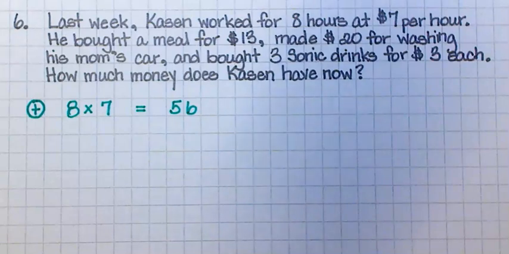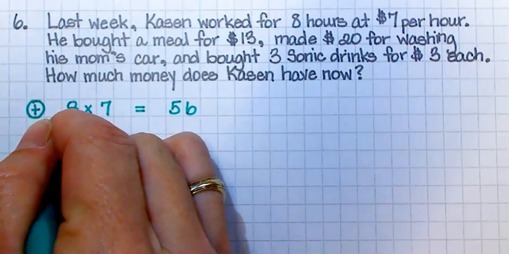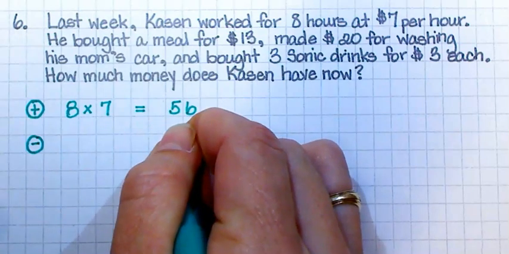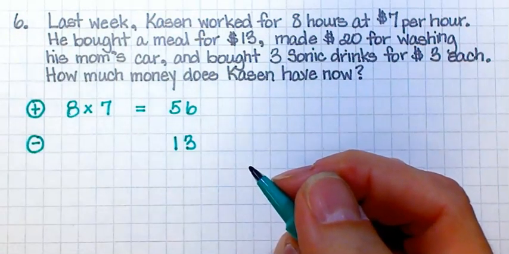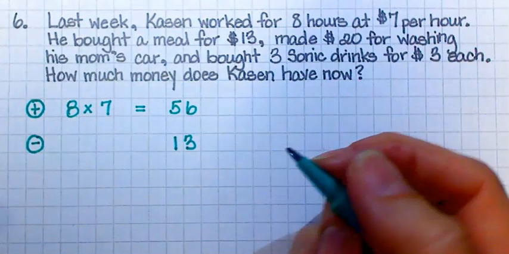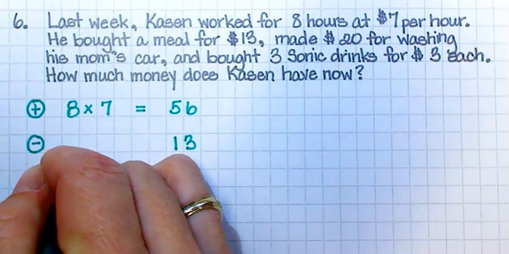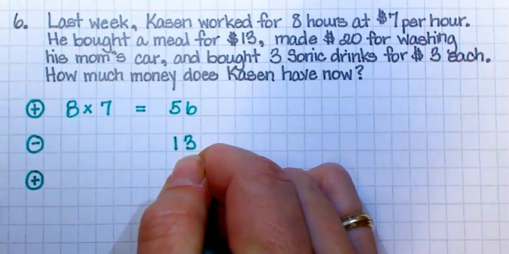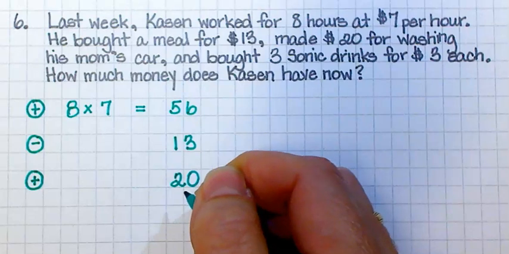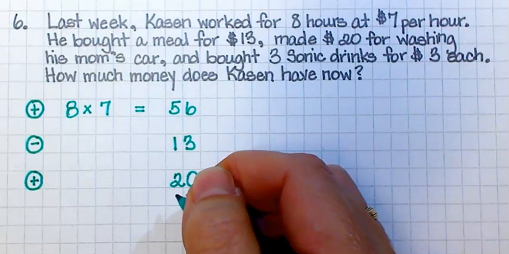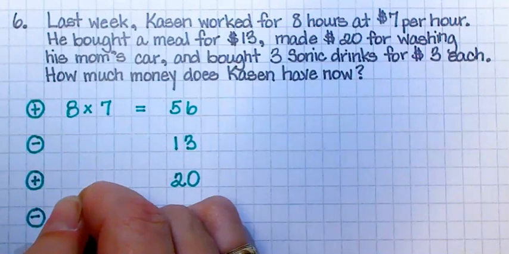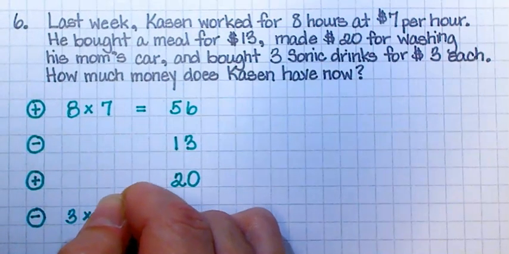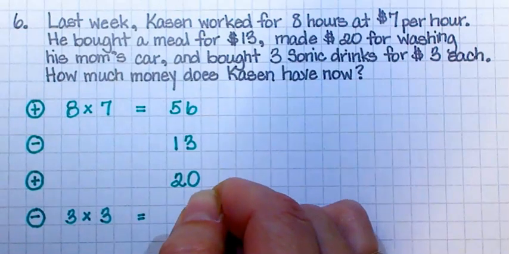Then he bought a meal for $13. Hey, he's got to take some of that money out of his pocket and buy his meal. So that's going to be subtraction. All right. Then it says he made $20 for washing his mom's car. If he's making money, that's the same as earning money. That's money going into your pocket. Then he bought 3 Sonic drinks for $3 each. Okay, he's buying something. He is spending his money. His money is going out of his pocket. 3 Sonic drinks at $3 a piece, and he has just spent $9.